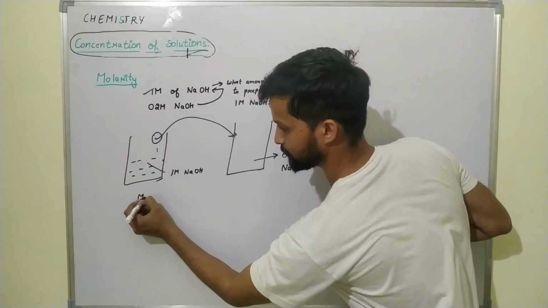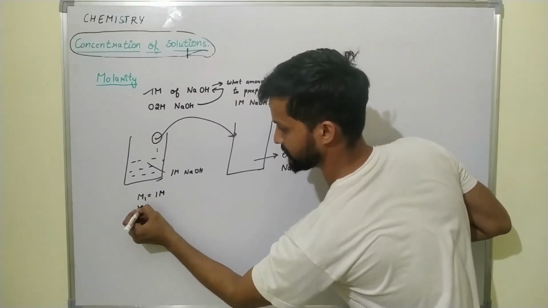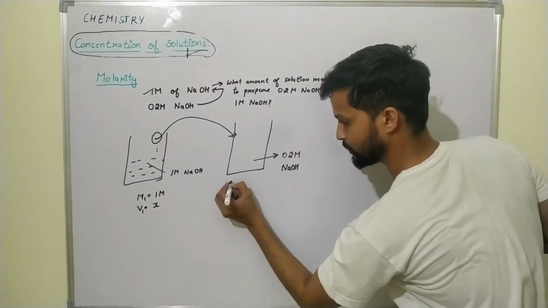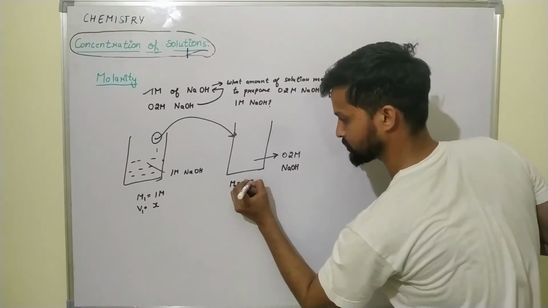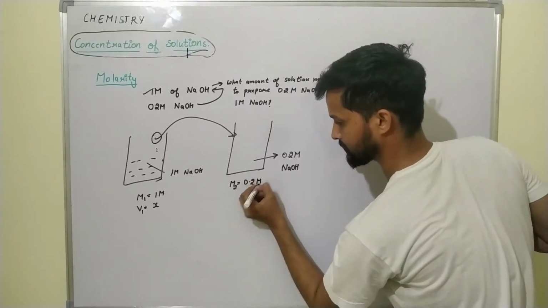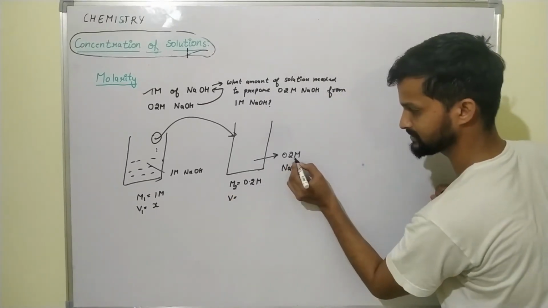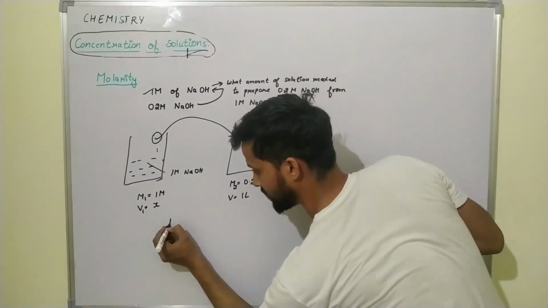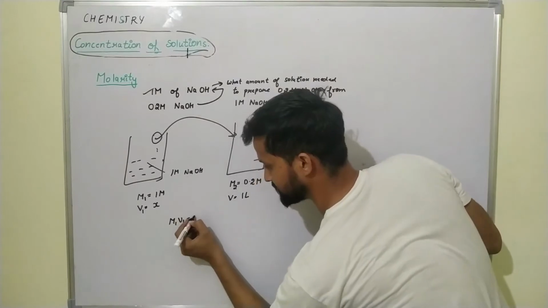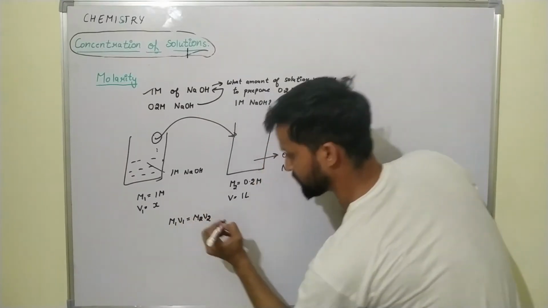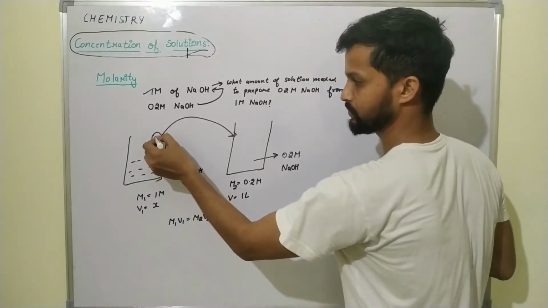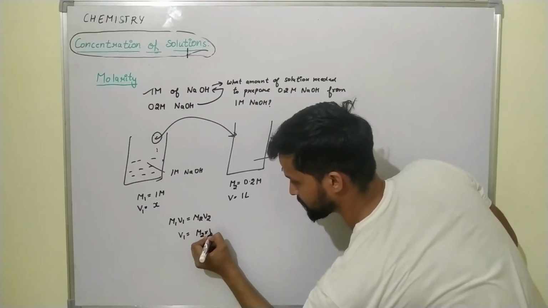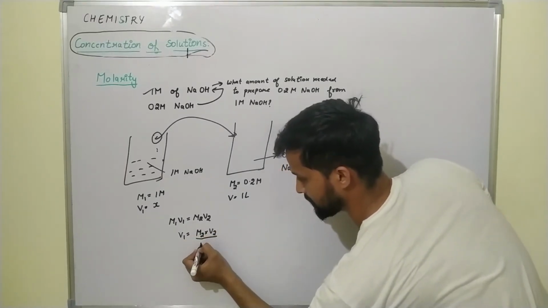So here its molarity is 1 M and we have to calculate its volume. But here they have given you molarity M2, which is equal to 0.2 molar, and its volume is 1 liter. Clear? So here the formula is M1 V1 equals M2 V2. Here we have to calculate V1, which is equal to M2 V2 divided by M1.